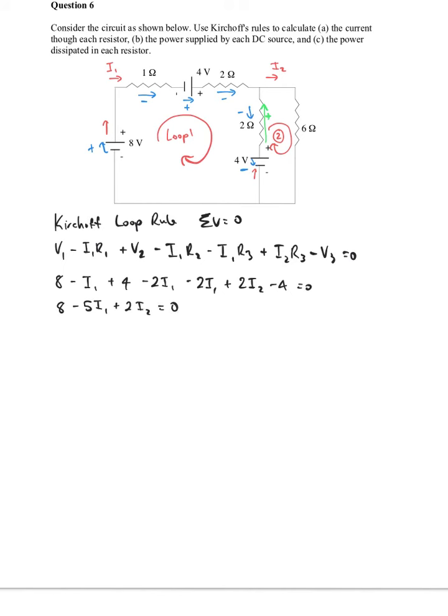If we do some rearranging and divide through to get rid of some common denominators, solving for I1, we get I1 equals 2/5 I2 plus 8/5. So that's our first equation. We can't really solve that, we've still got two unknowns, I1 and I2, so we have to use our second loop, loop 2.